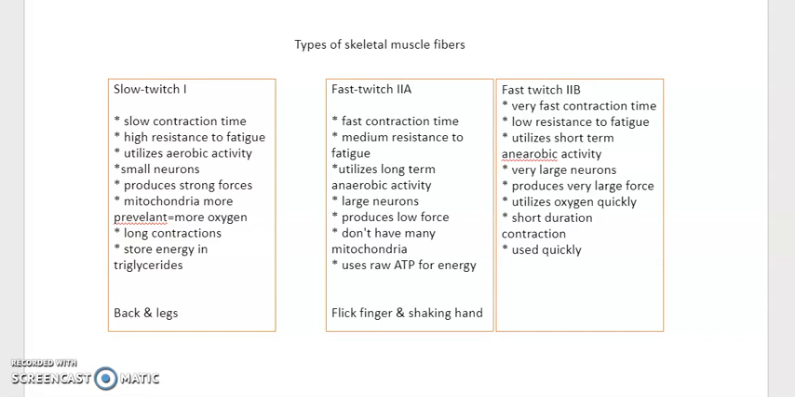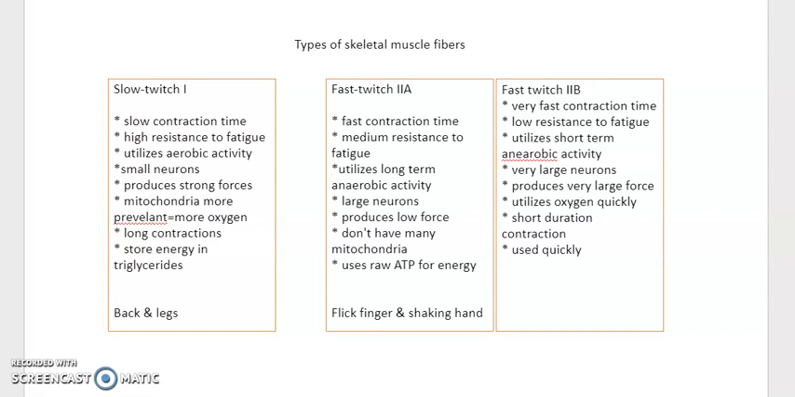When contraction does happen, this happens in two different types of skeletal muscle fibers. Even though there are two types, the second type is divided into two other subsections. We call these slow twitch, type 1, and then we have the fast twitch, which is type 2A and B, or fast twitch 2X.